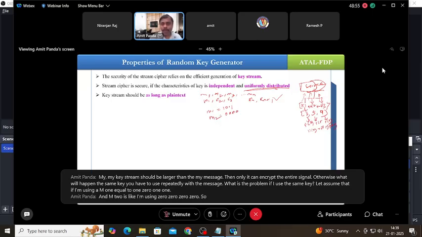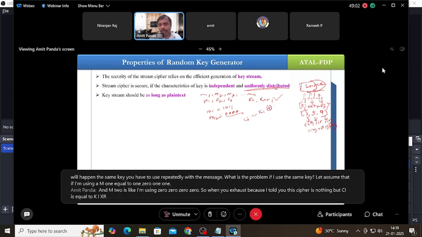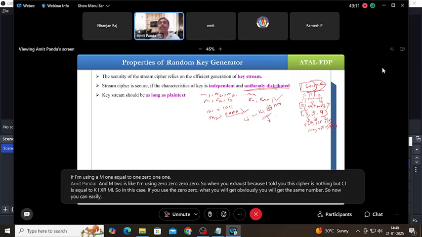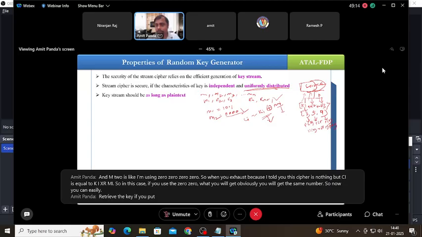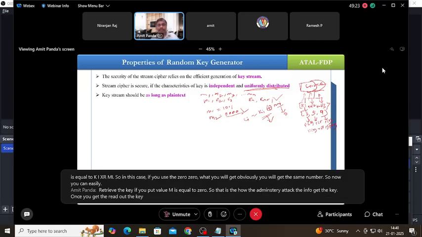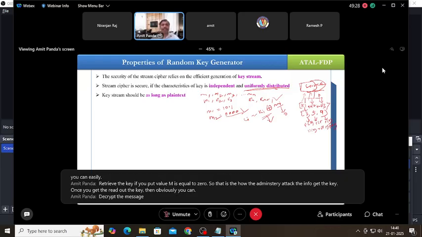So when you XOR, because I told you this cipher is nothing but Ci is equal to Ki XOR Mi. So in this case, if you use the 00, what you will get? Obviously, you will get the same number. So now you can easily retrieve the key if you put value M is equal to 0. So that is how the adversary attacks to get the key. Once you read out the key, then obviously you can decrypt the message by using the reverse process.